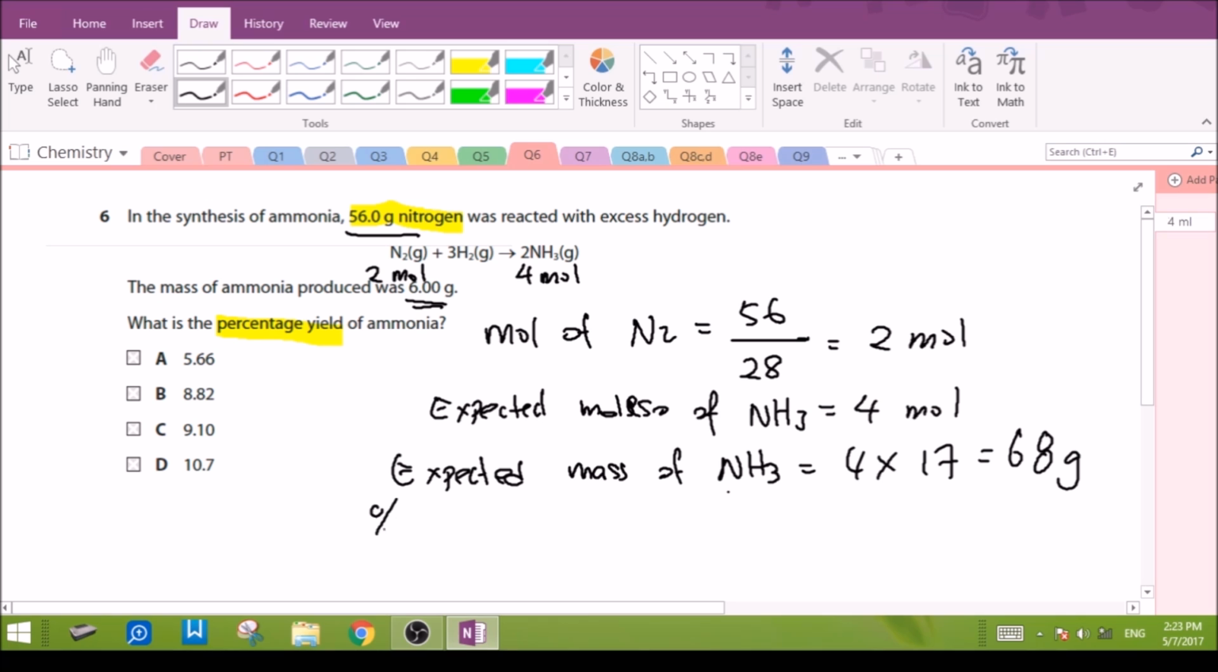So the percentage yield is actually our actual mass obtained, 6 grams, over the expected mass that we're supposed to have, multiplied by 100%. That gives us about 8.82%. So answer is B.